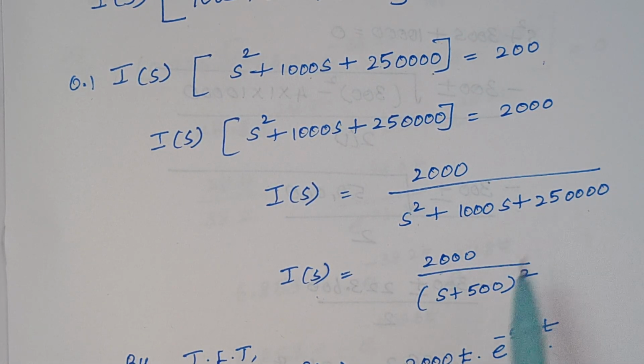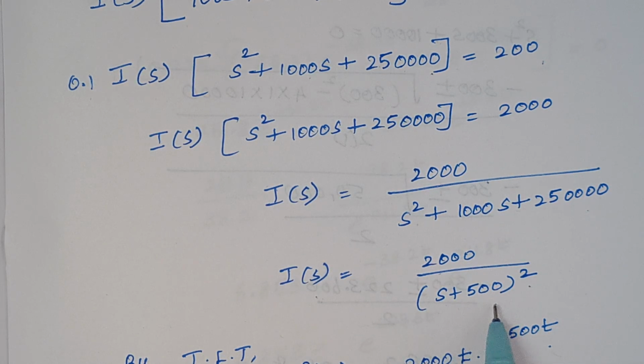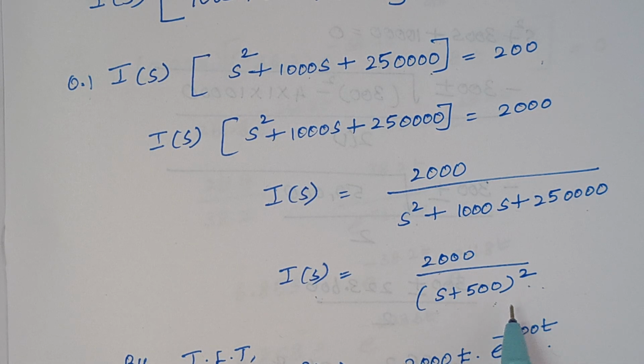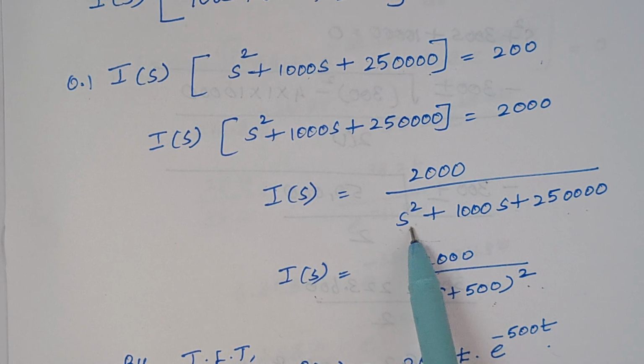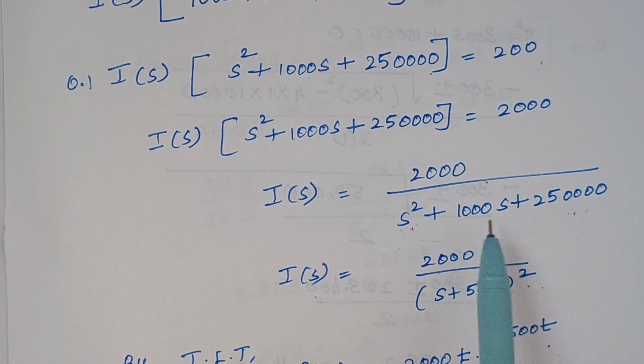can be simplified as (s plus 500) the whole square, right? That is (a plus b) whole square, so a square plus b square plus 2ab. So this is your expression here. This is your a square, this is your b square and this is your 2ab.